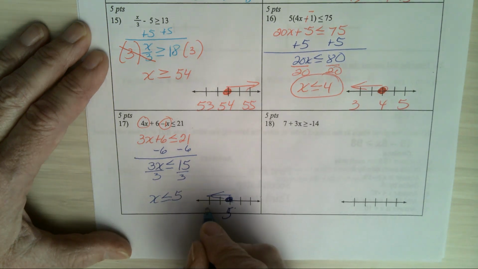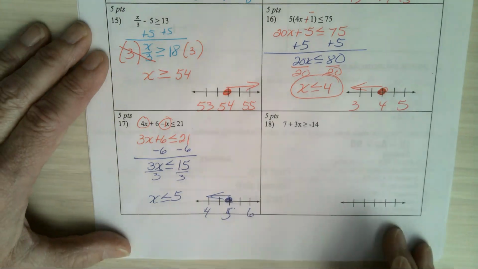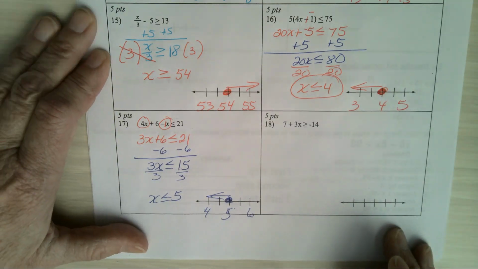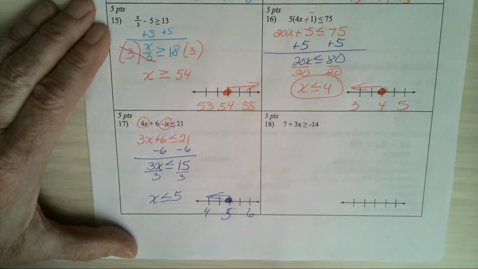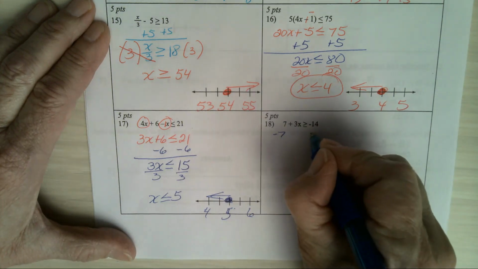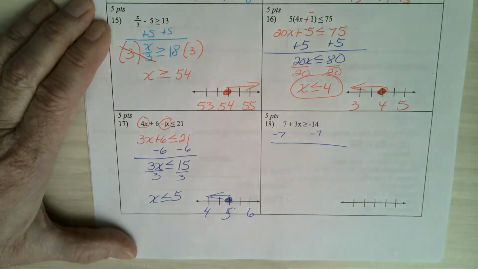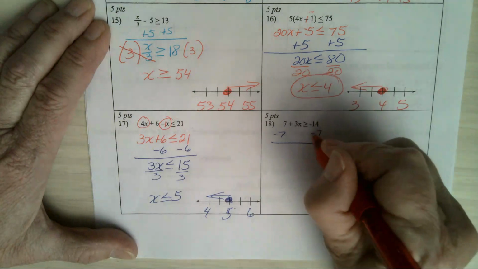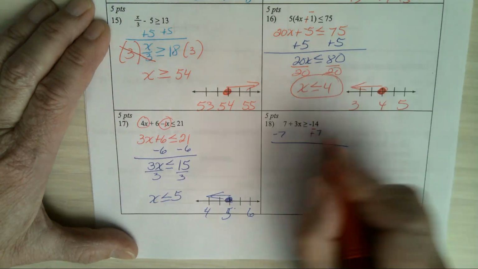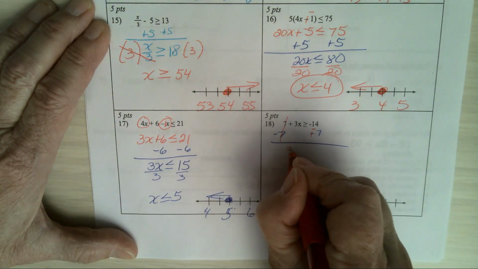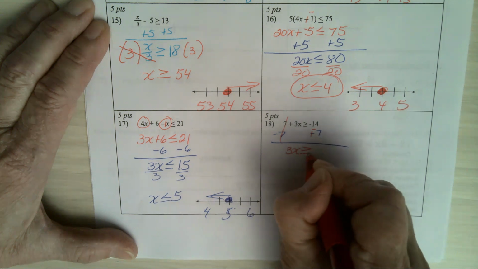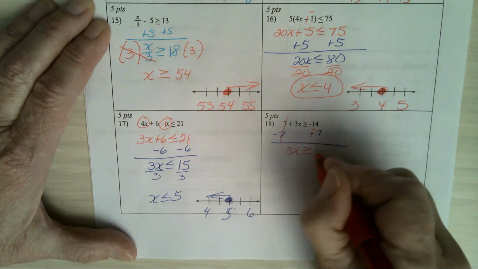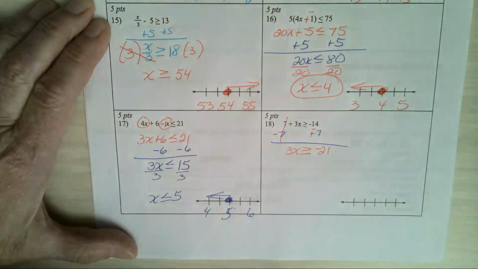So we have 4, 5, and 6. Any questions? In this problem, you're going to subtract 7, subtract 7. Now, when you subtract, you add the opposite. And we now have 3 times x is greater than or equal to negative 21.